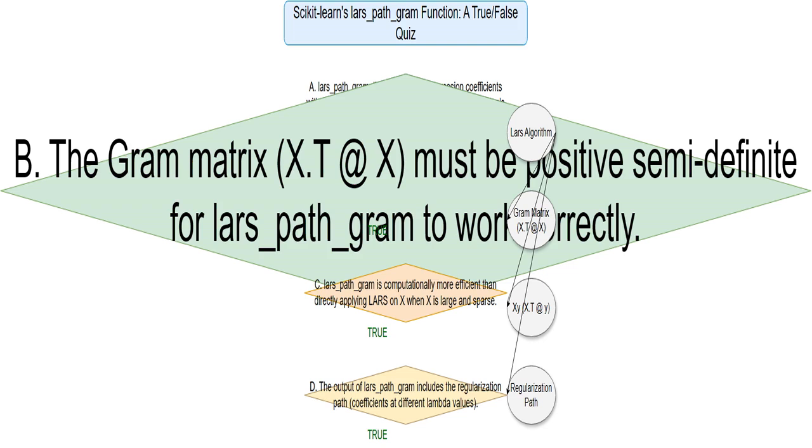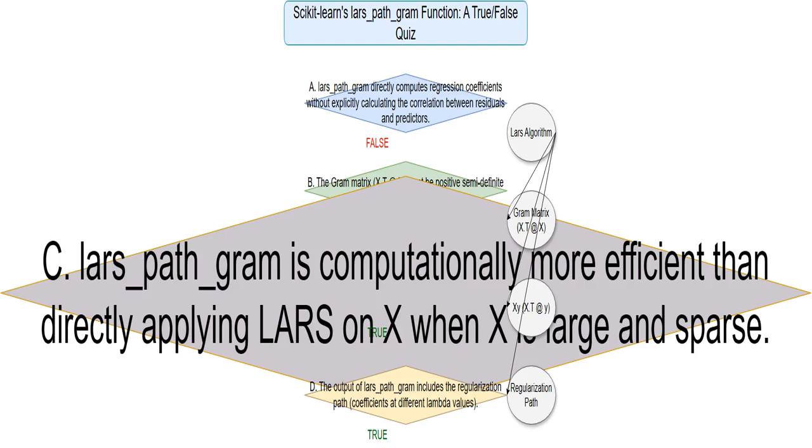Think of it like building a house. You need a solid foundation. A positive semi-definite gram matrix provides that stable foundation for the least angle regression algorithm to work correctly. This one's true, too. When dealing with massive datasets, using the gram matrix, that's X transpose times X, is a major computational shortcut. It's like finding a clever path instead of trudging through a whole forest. It directly reduces the number of calculations needed, especially when X is large and has many zero entries, sparse.